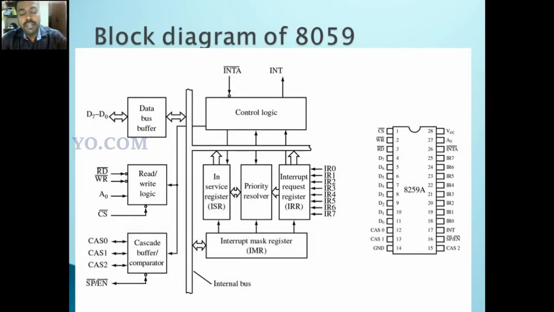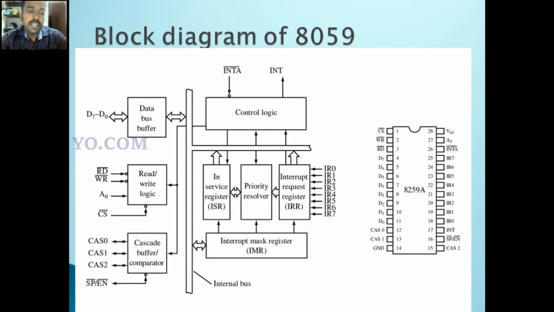Then the block diagram of 8259. The 8259 has around 8 blocks. On the right hand side we have the pin diagram. Consider the pin diagram, it has 28 pins, dual in line package. Most of the pins are data lines, actually 8 data lines, D0 to D7. Similarly IR0 to IR7, that is the interrupt request lines, 8 different lines. So we can connect 8 different interrupts to the 8259.